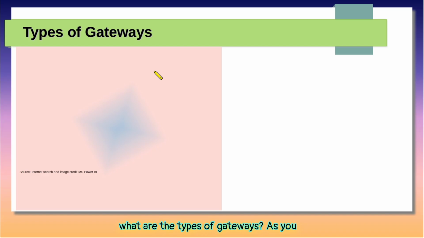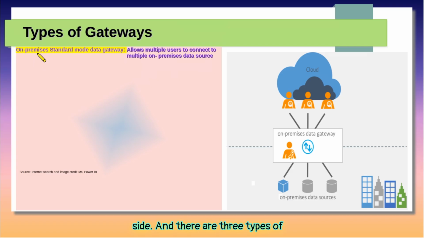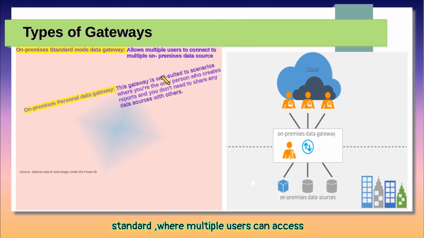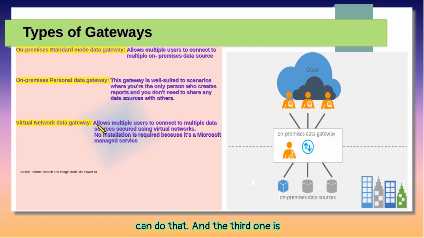Now, what are the types of gateways? As you can see on the picture on the right, these are the on-premises data sources, and those are the consumers on the cloud side. There are three types of data gateways in Power BI. One is standard, where multiple users can access multiple data sources. Another one is a personal data gateway, in case you want to use it only for yourself. And the third one is a virtual network data gateway. This will allow multiple users to connect to multiple data sources. No installation is required because it is a Microsoft managed service.